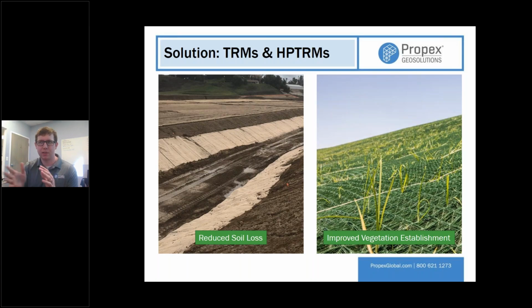We'll talk about what they are specifically, but the idea or concept is reducing soil loss on a site prior to vegetation establishment, and then improving the vegetation as well as reinforcing the vegetation so it can perform to a higher degree with these different materials.